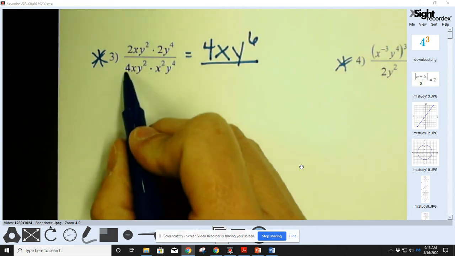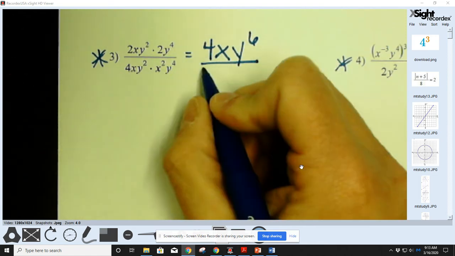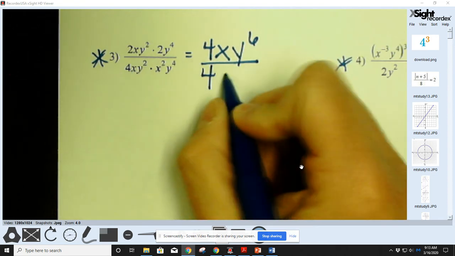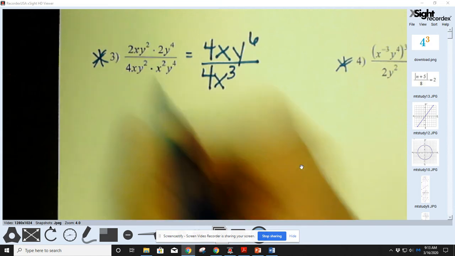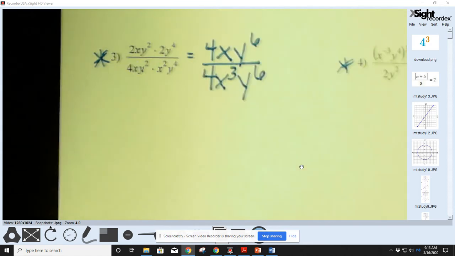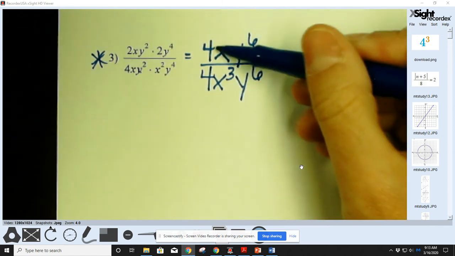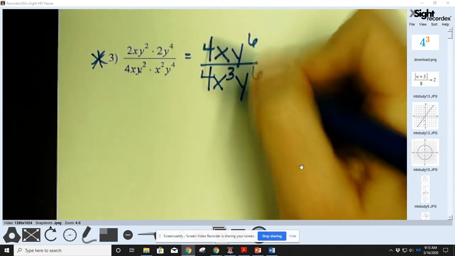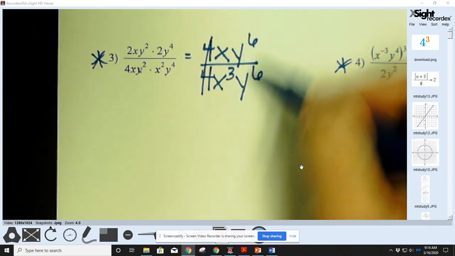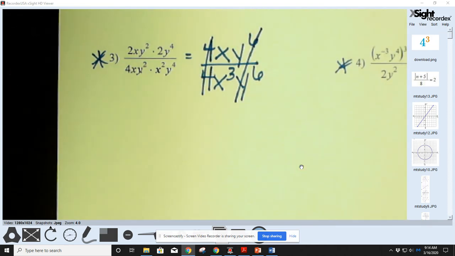Then on the bottom, 4 times 1 is just 4. X to the first and x to the second would be x to the third. And my y's, I would add those together, so y to the 6th again. Now, 4 divided by 4 is 1, so that cancels. Well, I've got y to the 6th and y to the 6th, so those cancel.